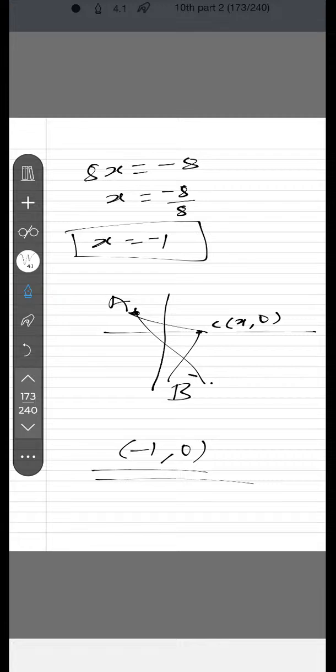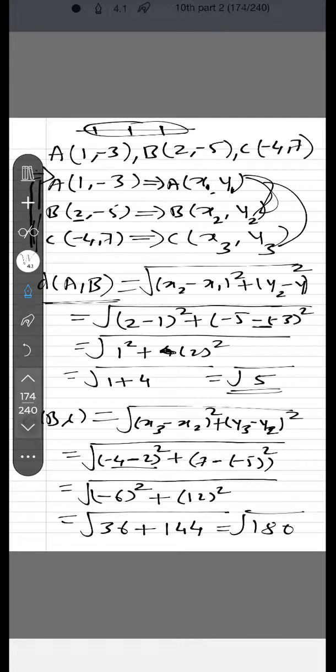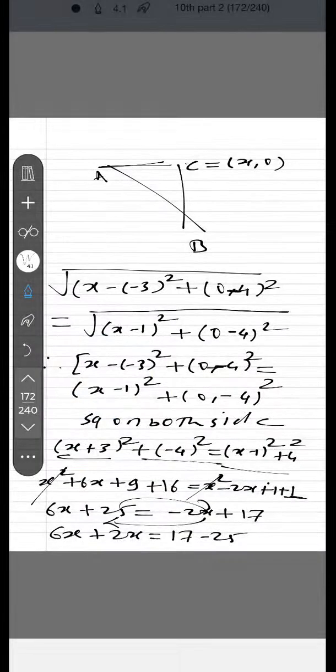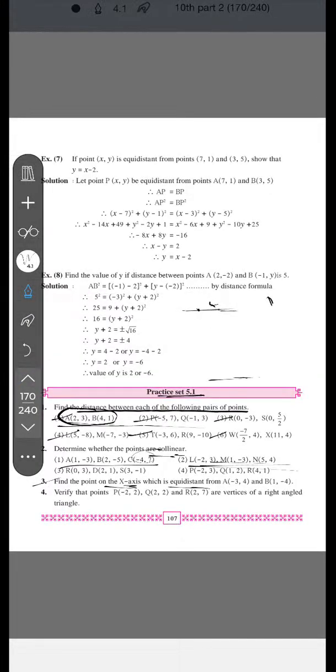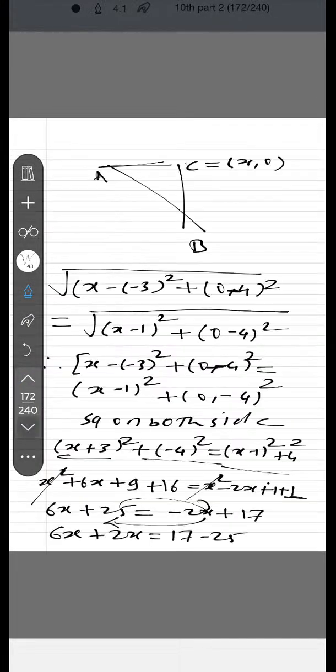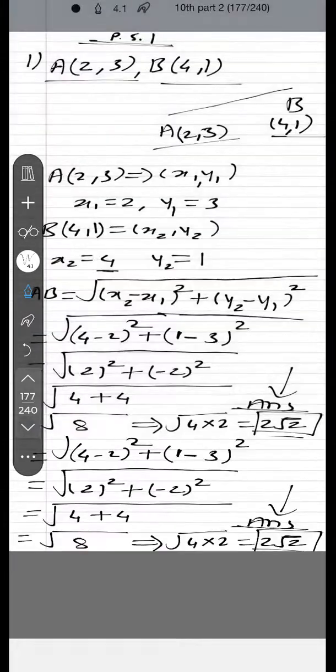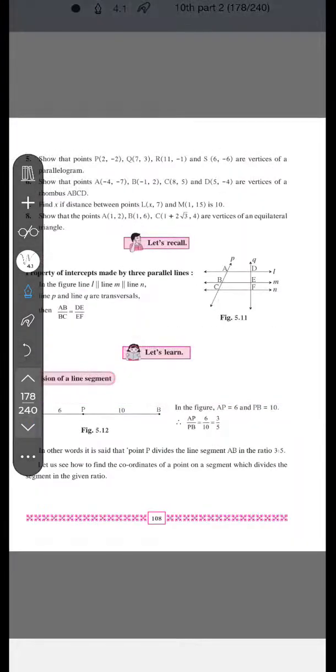Okay, chalo, easy. Now we are going to talk about question number 7. Someone asked me. Here is question number 7. Yeah, read it carefully. What does it say? If you have a book, you can refer to the book also.